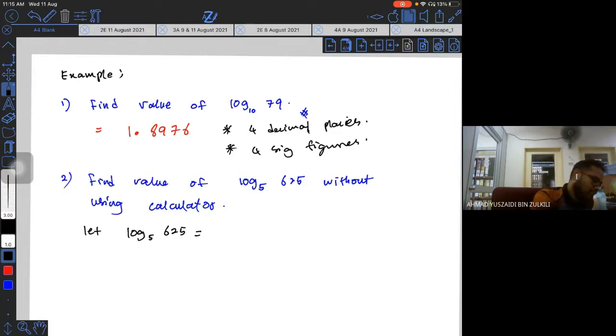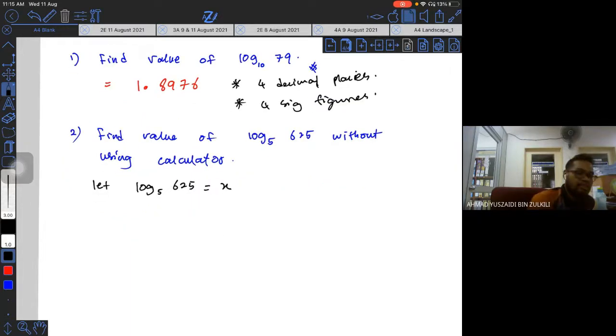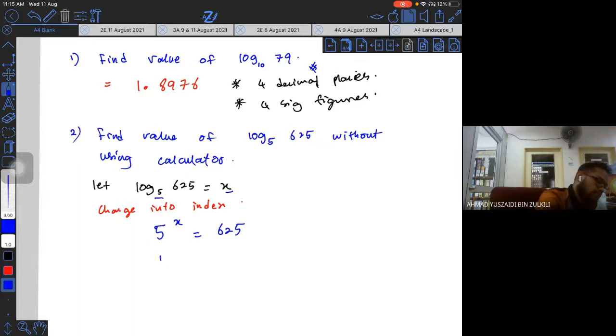Okay, ataupun buat macam ni. Let log 625 base 5 equal to x. Okay, and then you change into index form. So from here, kita tahu 5 ni base, x ni index, equal to 625. Okay, and then you can just try and error lah. Press your calculator. Tengok 5 to the power of berapa. 625 is equal to 5 to the power of 4.